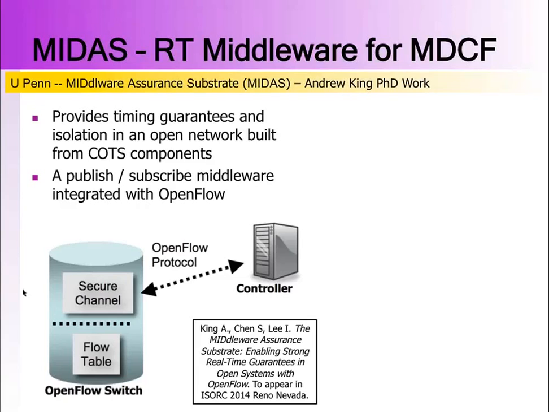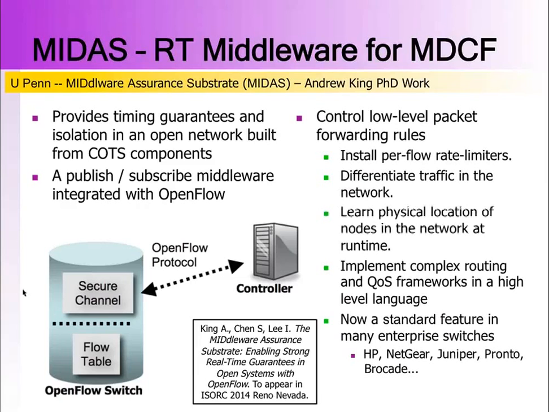So it provides the timing guarantees, and it provides an open publish-subscribe middleware that's based off of OpenFlow. Here's some of the key concepts, which I won't dive down into the details, but you have control of low-level packet forwarding rules, so you can install per flow. So per flow means from a device to an app, for example, from the producer to a consumer. You can install per flow rate limiters. You can differentiate traffic in the network. You can learn the physical location of nodes in the network at runtime. So forth and so on.